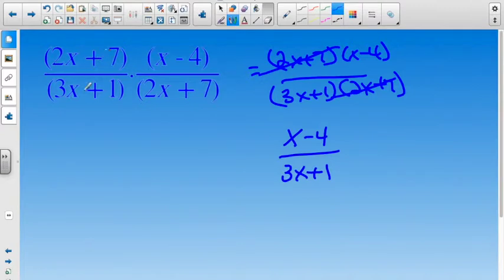All right? Now, going back to here, x cannot equal a negative 1/3 here because that would give me a negative 1/3 times 3 give me a negative 1 plus 1 would be 0. And it can't be a negative 7/2 here because 2 times negative 7/2 is going to be a negative 7 plus 7 will give me a 0. So those are my restrictions, but here's the answer simplified. Okay?